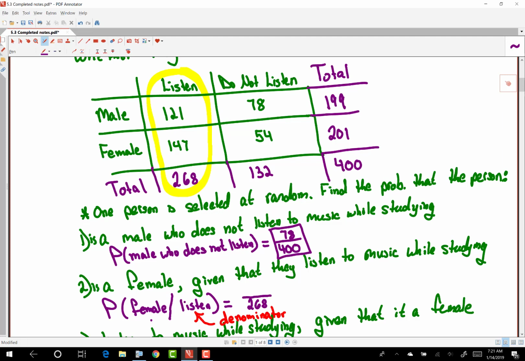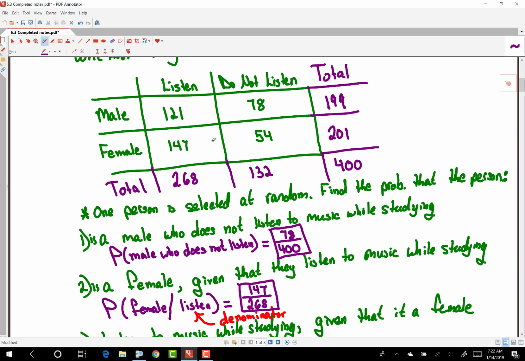And then the numerator, well, we're looking for the number of females. Well, we're only looking at that highlighted column, so the number of females is 147. And again, you could divide that and make it a decimal. So whatever that given condition is, it's going to narrow it down to either one column or one row. And then you're going to just look at that column or row. And the total will be your bottom number, and then you get the numerator according to what they're asking for.